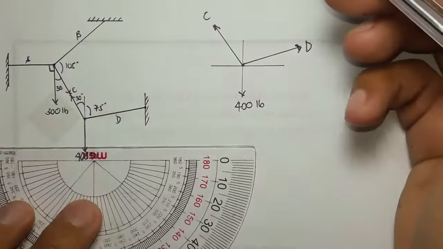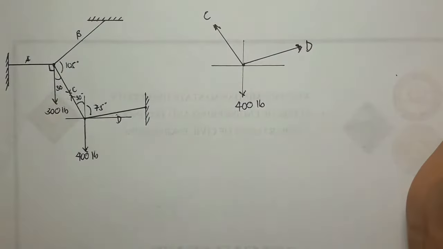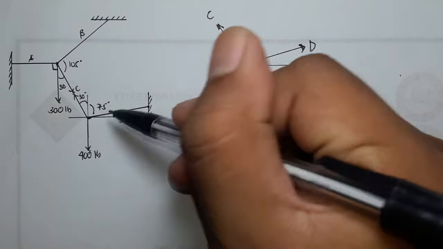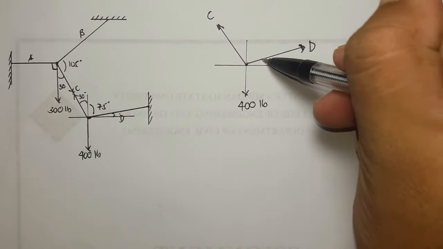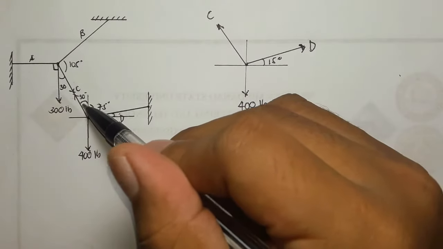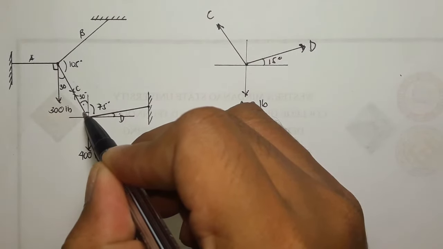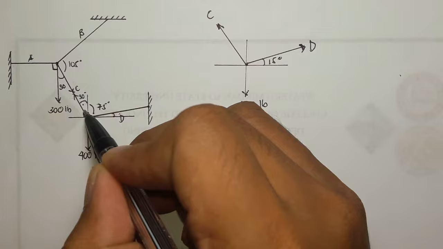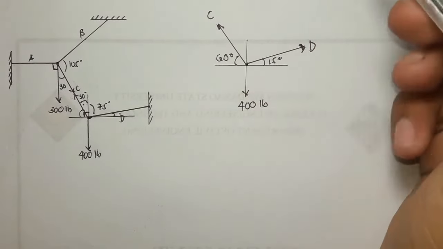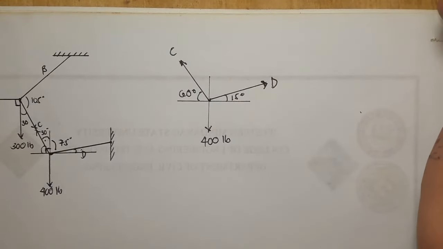From here you can see that we have a given angle. If this is 75, then the remaining here is 15 degrees. So this is 15 degrees, and we have 30 degrees here. Because this is perpendicular to the line, the remaining is 60 degrees. So our C is 60 degrees. As you can see, we have 2 unknowns here.